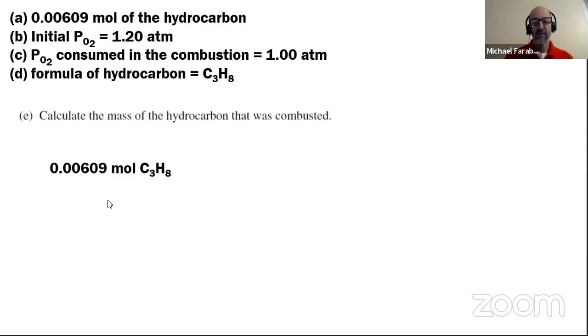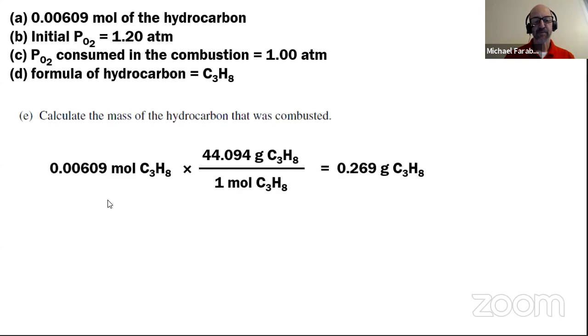So on the periodic table, carbon weighs about 12, and hydrogen weighs about 1. So 3 times 12 is 36, plus 8 is 44. There's the official molar mass using all of the decimals from the atomic masses for C3H8. Multiply that, and we have the mass of the hydrocarbon that was combusted.